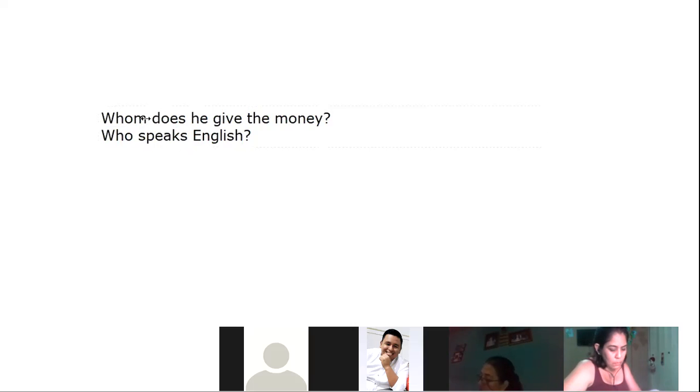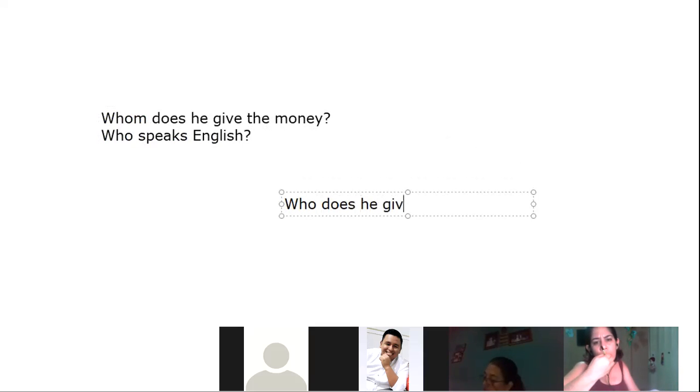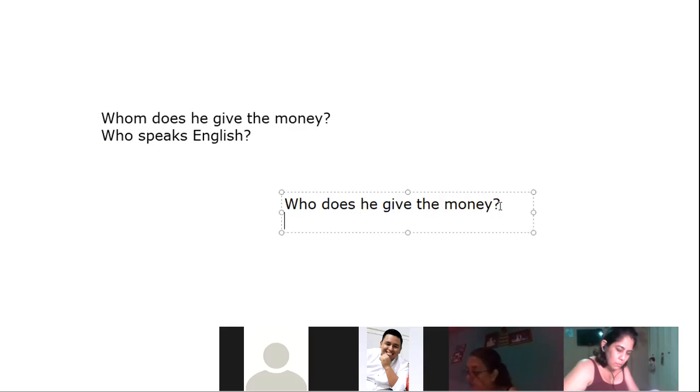Ok, and let's finish. Y finalmente quiero decirles que el whom es un poco formal y que también podemos formular la pregunta de esta forma. Miren, who does he give the money? ¿Qué? ¿También podemos usar who? Sí, podemos usar who cuando es objeto y sujeto, ¿verdad? Quiere decir que el whom es un poco así como tradicional y formal, ¿sí? Pero el whom no lo podemos usar como sujeto, ¿ok? Quiere decir que podemos hacer esto, ¿eh?